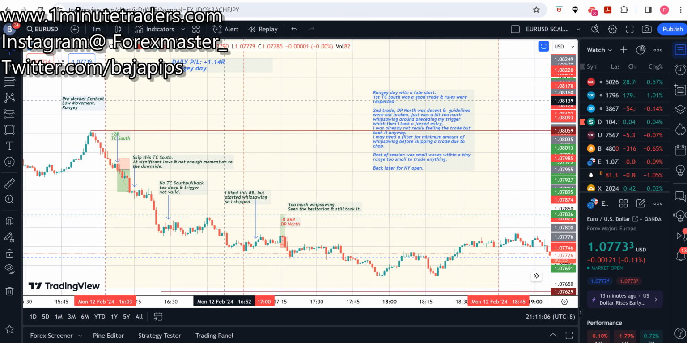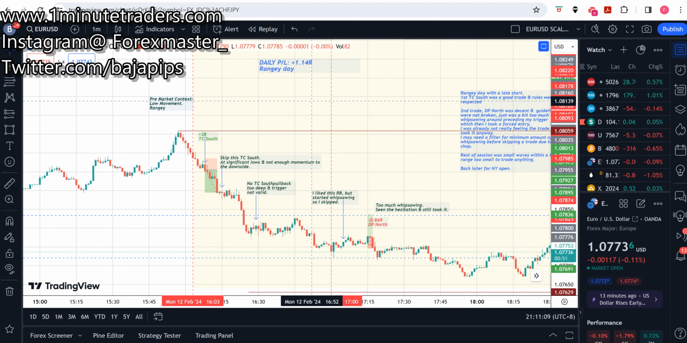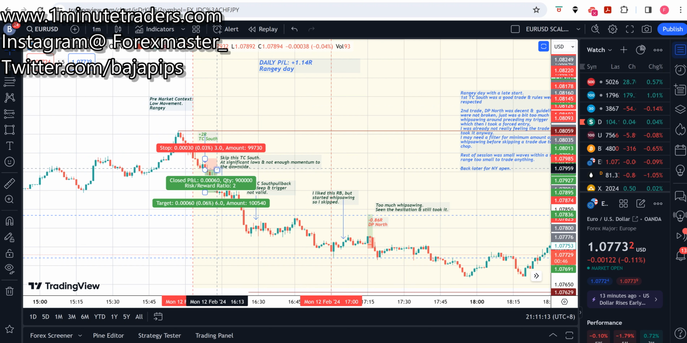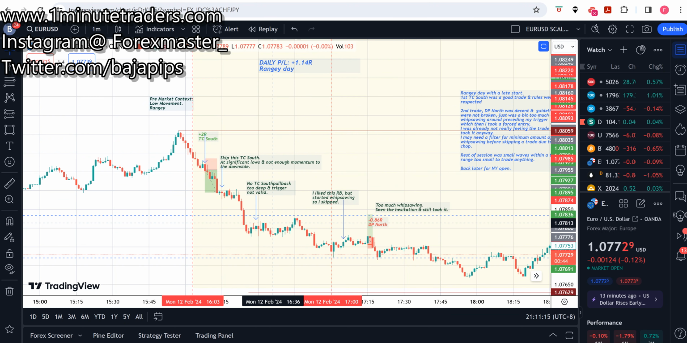So this was earlier in the London session, and as you can see, much bigger, much larger, better waves. It's easier and higher probability to trade these larger waves compared to trying to trade this low congestion. So you can see how the context has changed.